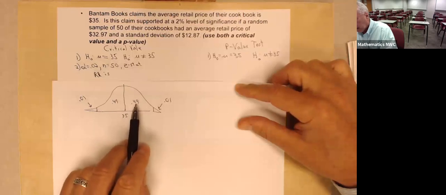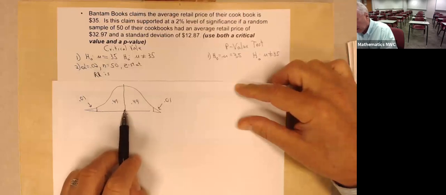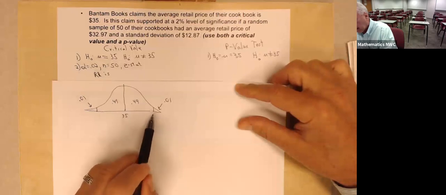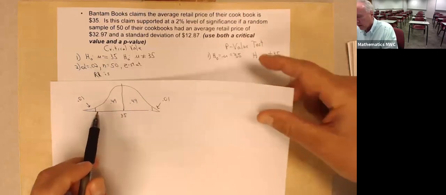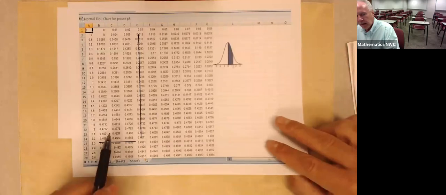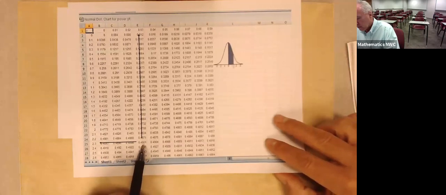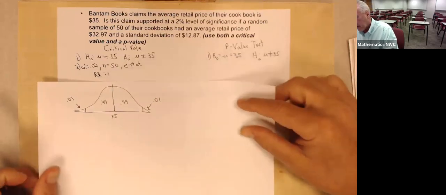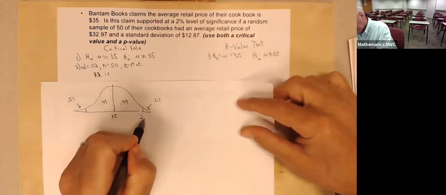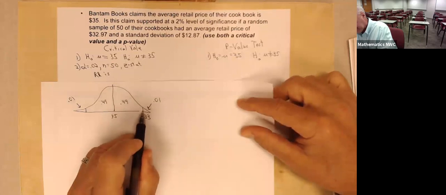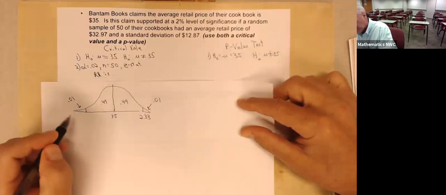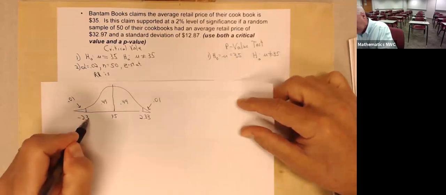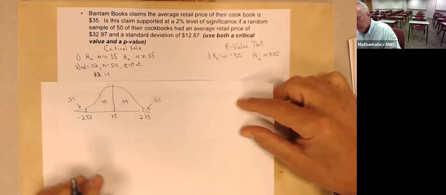So I need to look up the 49 because the chart is built from the middle out and find out what is that z-score. If I look up 49, the closest one is right here. It's at a z-score of 2.33. That means that z-score, that line in the sand, is at a z of 2.33 and a negative 2.33.